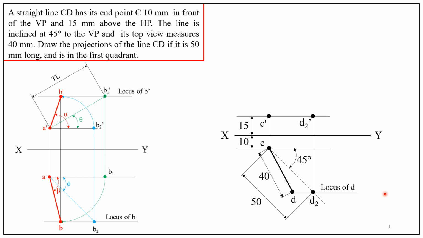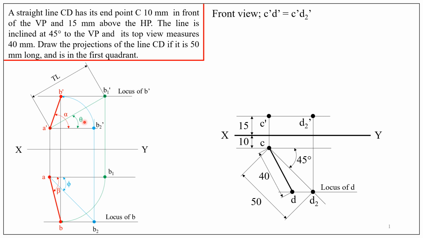So once this top view is completed, our next aim is to draw the front view. Front view is nothing but C dash D dash, like A dash B dash here. We know the position of C dash, but where is this D dash? We don't know. The angle theta, which is the angle of inclination of the line with respect to HP, is also not given.